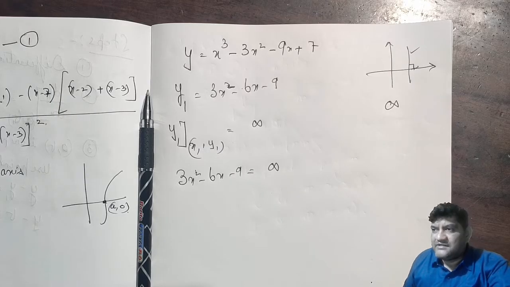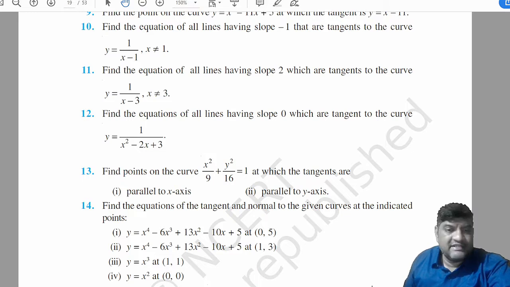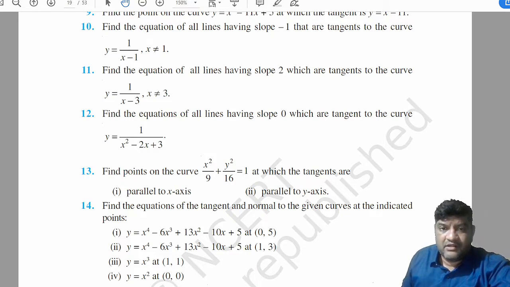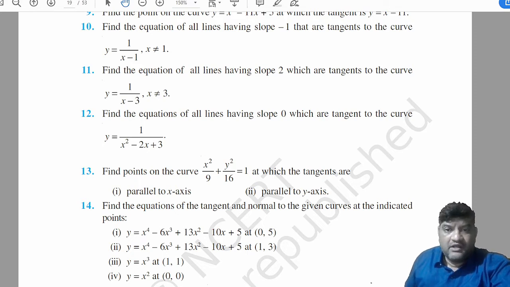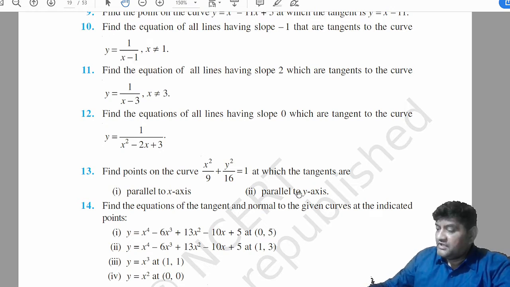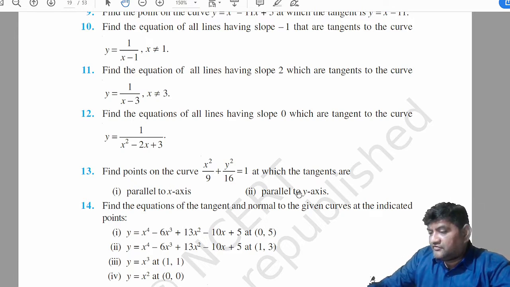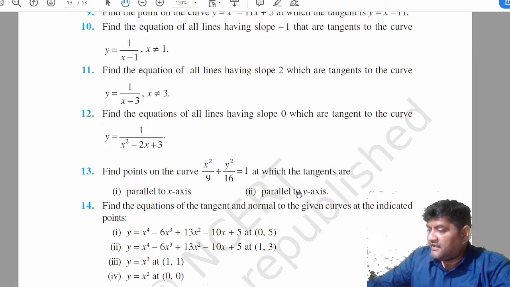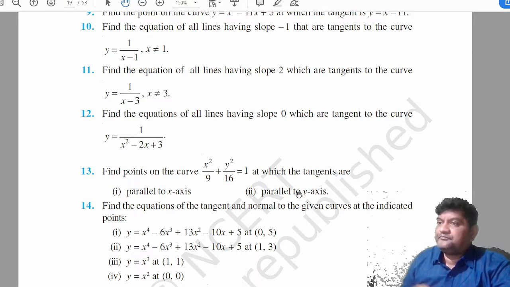I'm going to pick up question number 13, which I solved using a very simple method. This time I'm going to use this to solve it using differentiation. The only reason being, I want to show you how to work with finding the tangent when it's parallel to the y-axis. That's all. Okay. So x squared by 9 plus y squared by 16 equal to 1. Again, here a is 3.